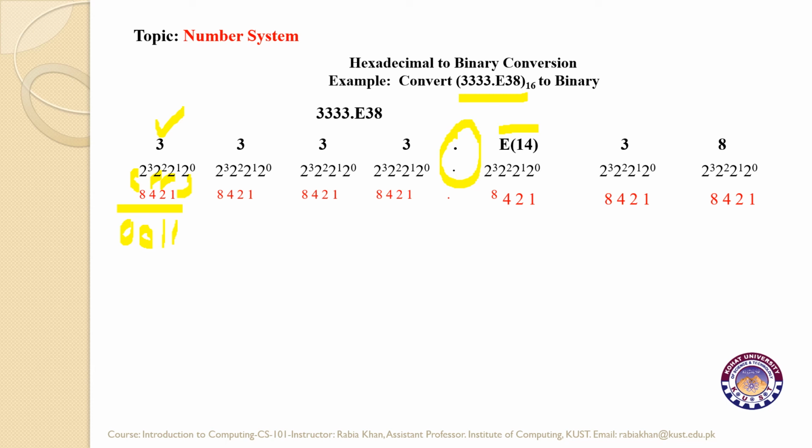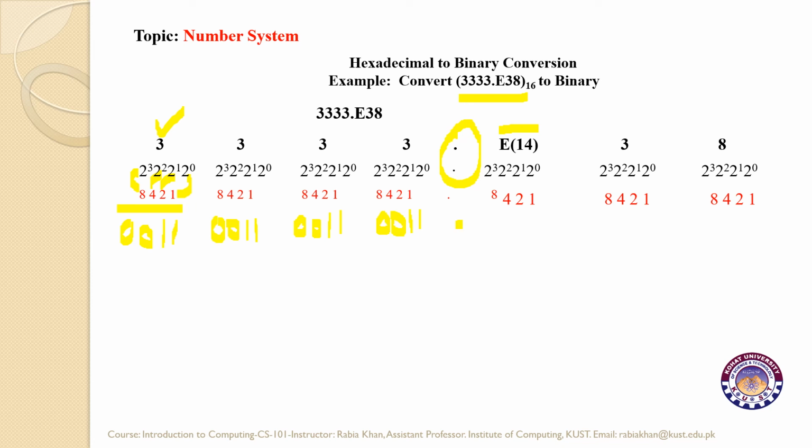Similarly, for 3 here, the first 2 bits are on while the third and last bits are switched off. Similarly, for 3 again, the first and second bits are on while the last 2 are off. Again 3, first and second are on while the last 2 are switched off. The position of the decimal remains in its place.